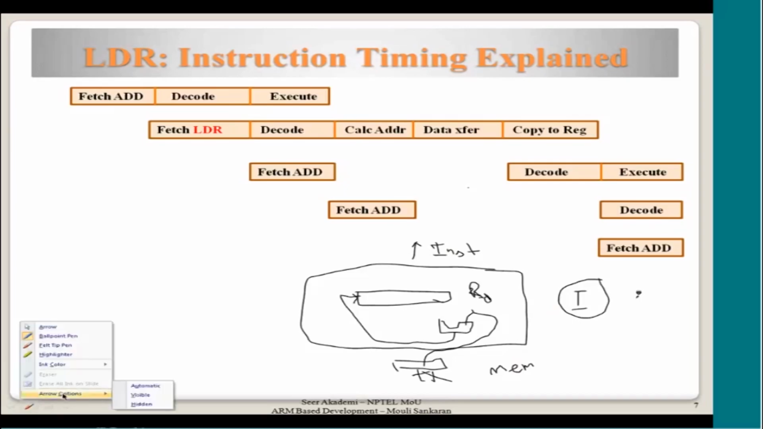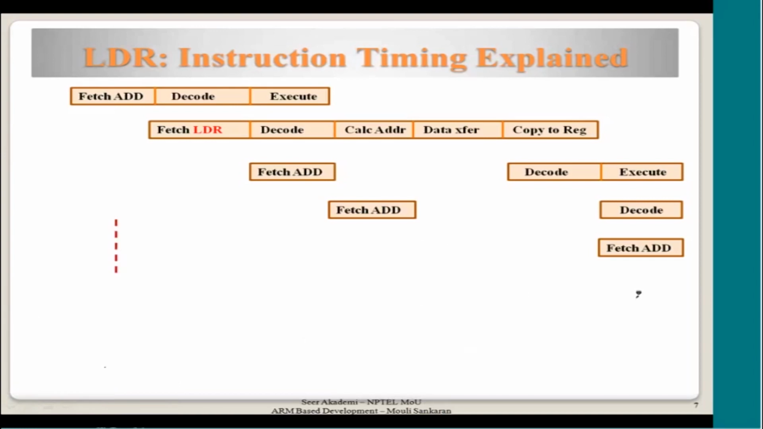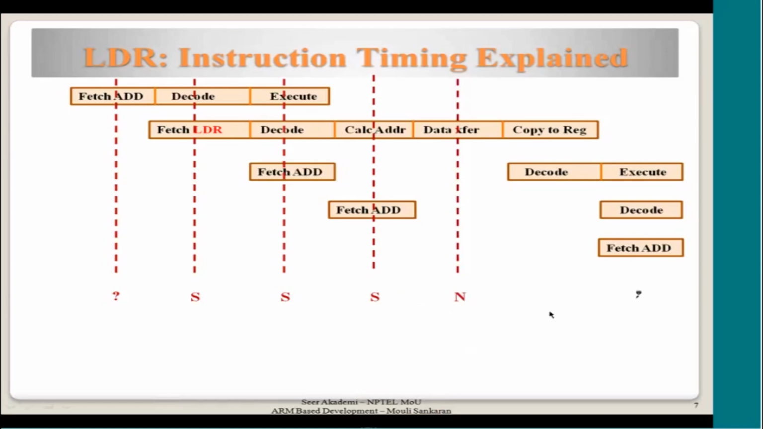So let us see what will happen now. Here again, for the first access we don't know whether it is S or N, and here we are very clear it is going to be an S cycle, because it is a sequential address. The instruction is getting fetched. Now this is also S, because calculating the address is a simpler internal cycle which is lower than the sequential access. Now during this data transfer, it is a non-sequential access. You are clear now.